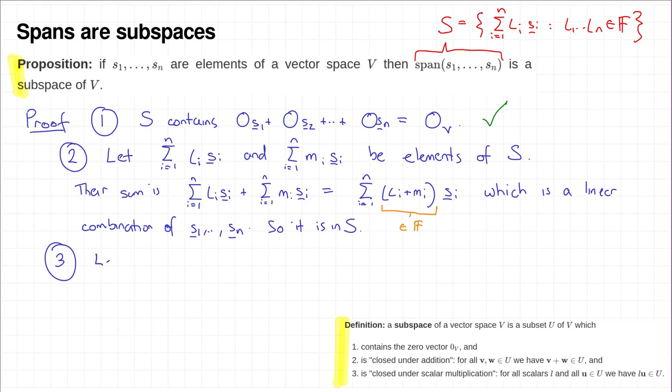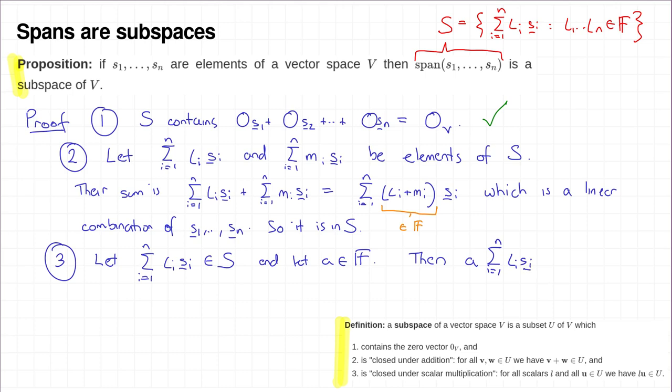Let's do that. We have to pick an arbitrary element of S, which we know can always be written as a linear combination, the sum of Li times Si. And we have to pick a scalar. Let's call that A in the field F over which V is a vector space. Then what we have to show is that A times our element of S is in S. Well, what is that?